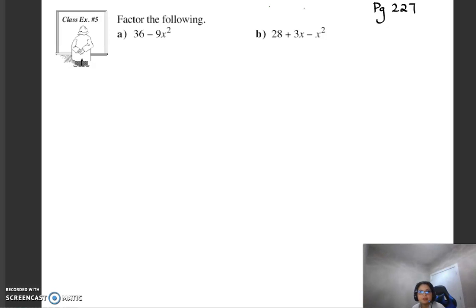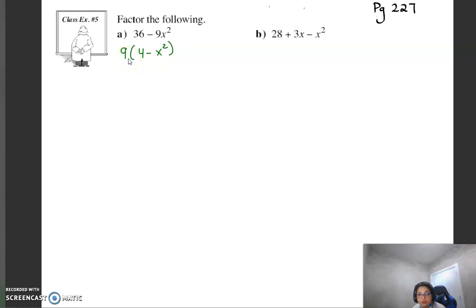Example number 5 in this lesson is giving us two polynomials that look a little different. So we're going to again see what methods we can use to factorize them. So part A, when we look at it, again, the first step always is a GCF. So it looks like I can divide out a 9 from this, which leaves me with 4 minus x squared.